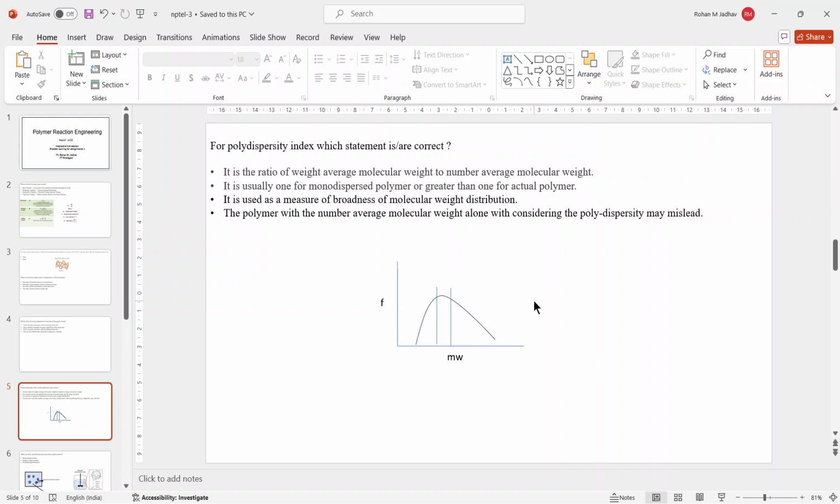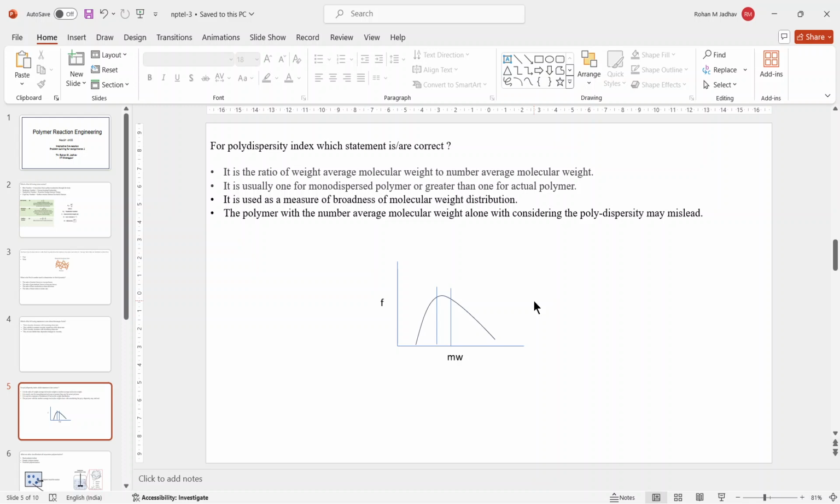And then the second option is it is usually 1 for the monodisperse polymer or greater than 1 for actual polymer. Now, no polymerization technique is 100% efficient, which means that there will always be a discrepancy in the molecular dynamics of the chain itself.